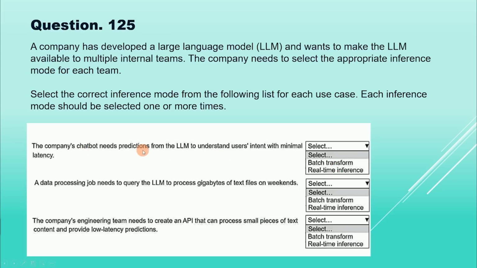The company's chatbot needs predictions from the LLM to understand user intent with minimal latency. Then a data processing job needs to query the LLM to process gigabytes of text files on weekends. And then the company's engineering team needs to create an API that can process small pieces of text content and provide low latency predictions. So these are three scenarios here, and you have to select these options. There are just two options, so one of them will be correct in each case. So you can take the scenarios like that. So now you can try to guess the correct answer.